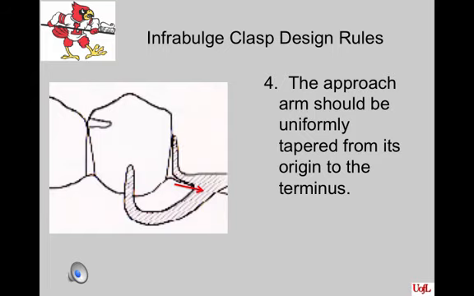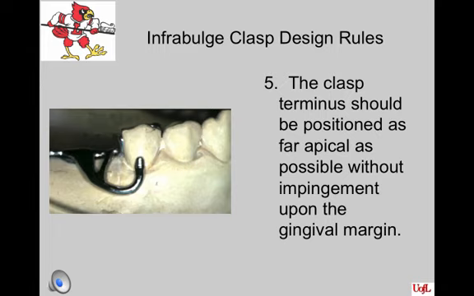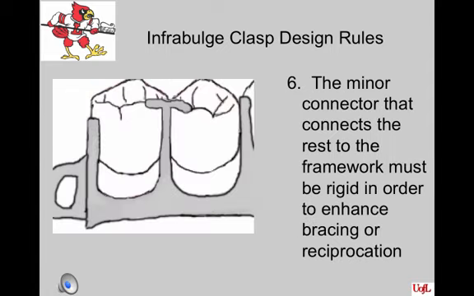The approach arm should be uniformly tapered from its origin to its terminus. This is shown in this particular example. The clasp terminus should be positioned as far apical as possible without impingement upon the gingival margin. The closer it is to the gingiva, the less leverage upon the tooth. The minor connector that connects the rest to the framework must be rigid enough in order to enhance bracing or reciprocation for the prosthesis.